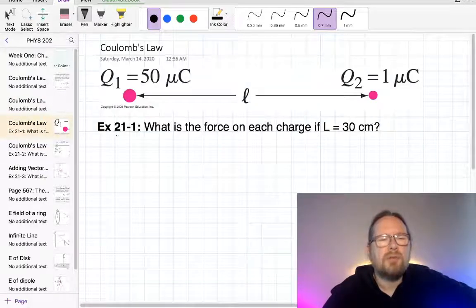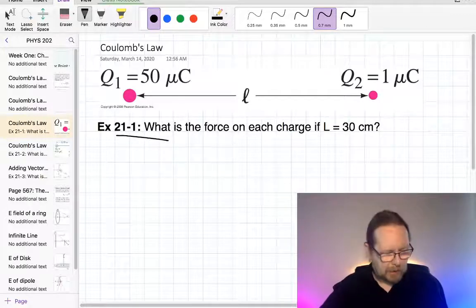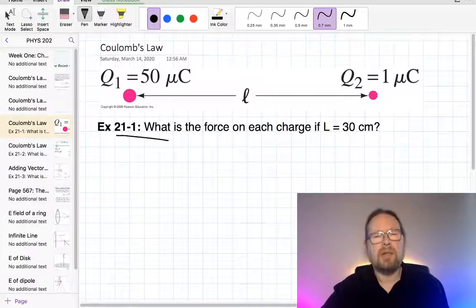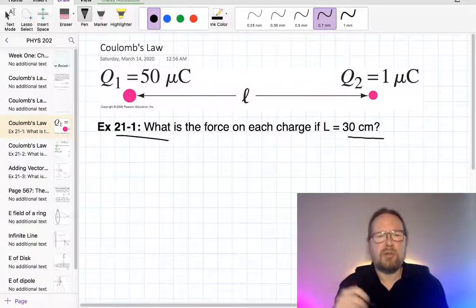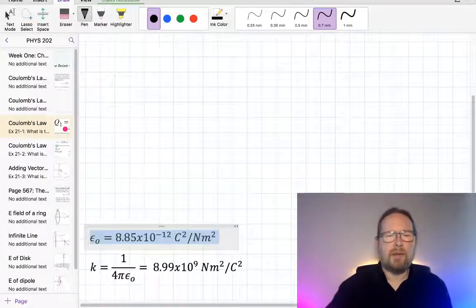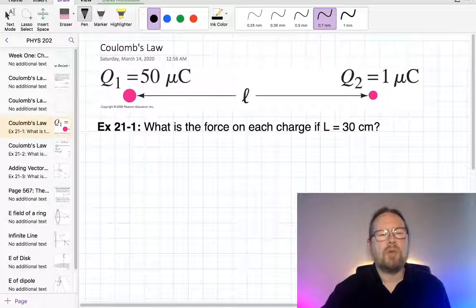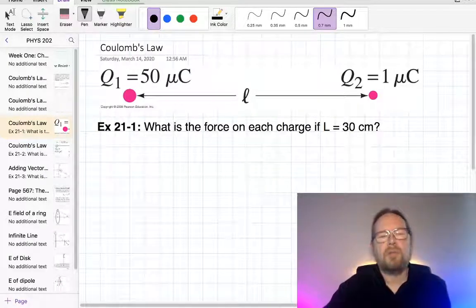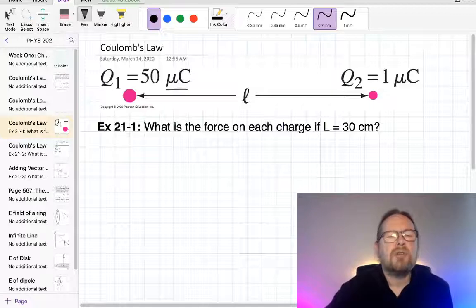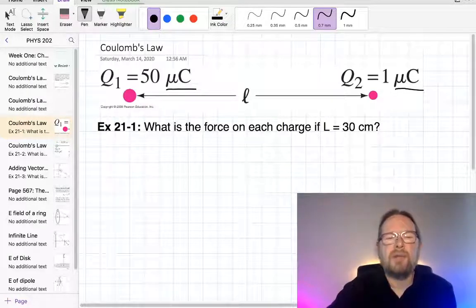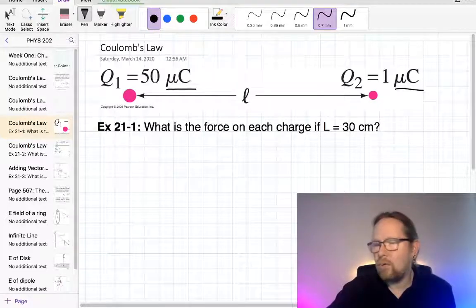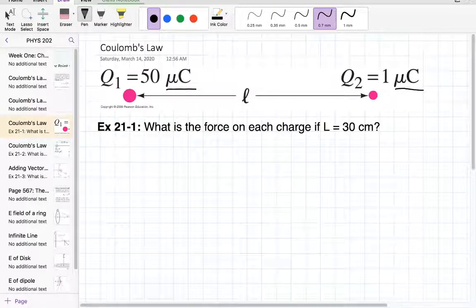The first example in chapter 21, example 21-1, asks this. Suppose you've got two charges a distance L apart, where L is 30 centimeters. What is the force that each charge exerts on the other? And obviously, because of Newton's third law, that force will be the same. The force that charge 1 exerts on charge 2 will be the same as the force that 2 exerts on 1. The charges of the two objects are given in microcoulombs. A coulomb is quite a bit of charge, so often you'll see the charges of objects given in microcoulombs or even nanocoulombs sometimes. So let's go ahead and just do this simple calculation.